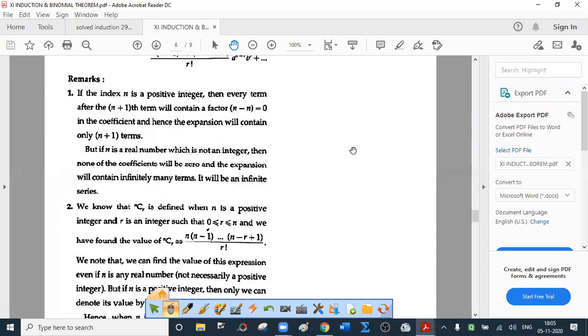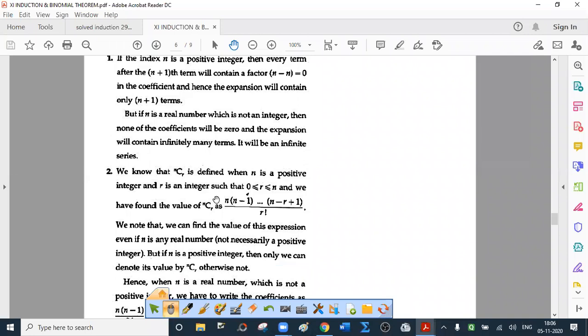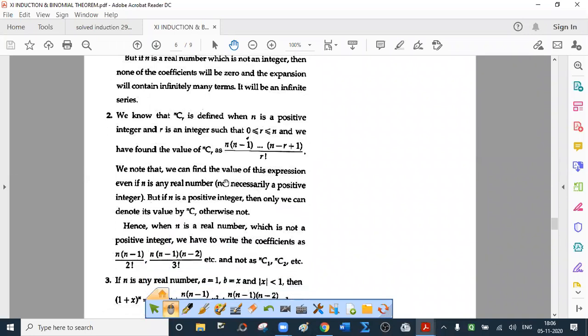The first one, if the index n is a positive integer, then every term after the (n plus 1)th term will contain a factor n minus n, which is 0 in the coefficient, and hence the expansion will contain only n plus 1 terms. Yes, if n is positive integer, number of terms is one more than the index. But if n is a real number which is not an integer, then none of the coefficients will be 0 and the expansion will contain infinitely many terms. It will be an infinite series. Okay. Now this is second part, you can read afterwards.